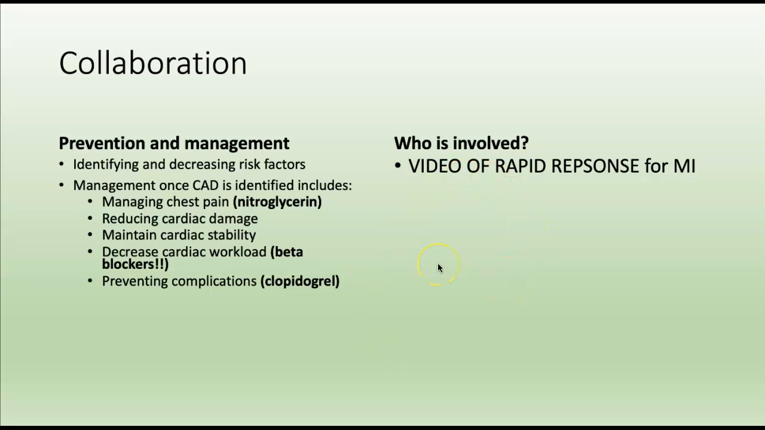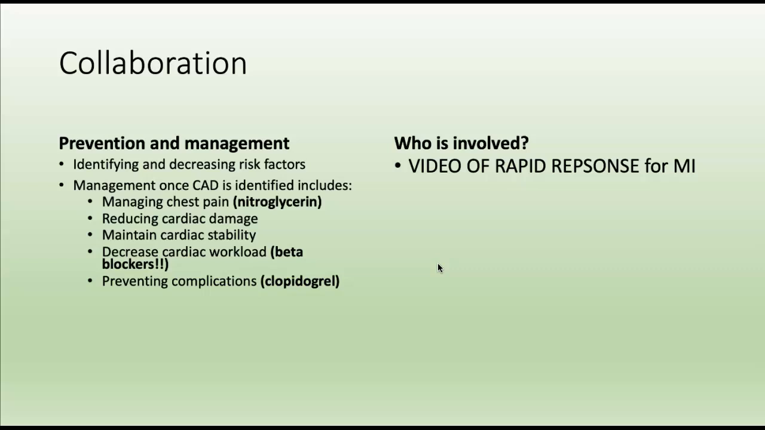And we can think about who is involved. I will have a video for you guys in class of a rapid response for an MI. So I think I talked in the first video, you have a patient who's out in the community, they have chest pain, they call 911, the paramedics come, so there's collaboration with the paramedics and the hospital. The paramedics identify by doing an EKG or putting the monitor on the patient. They can see the patient's having ST elevations. They will in turn notify the hospital, which then has an MI team response.